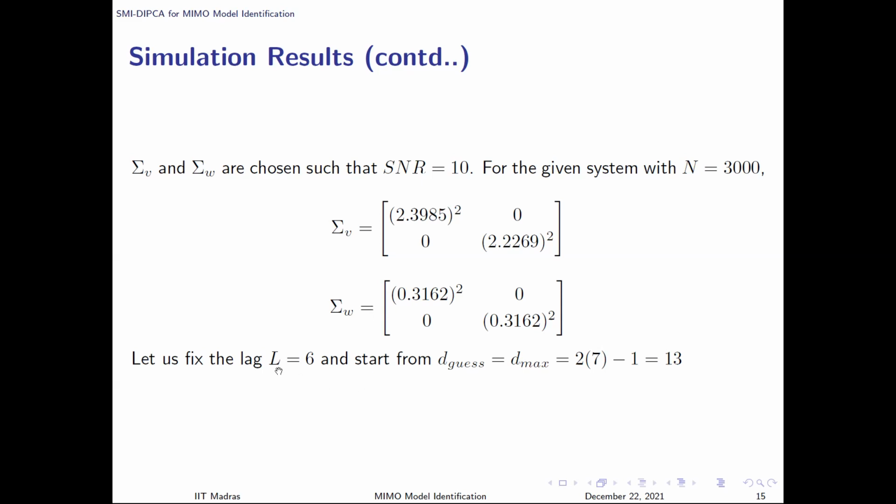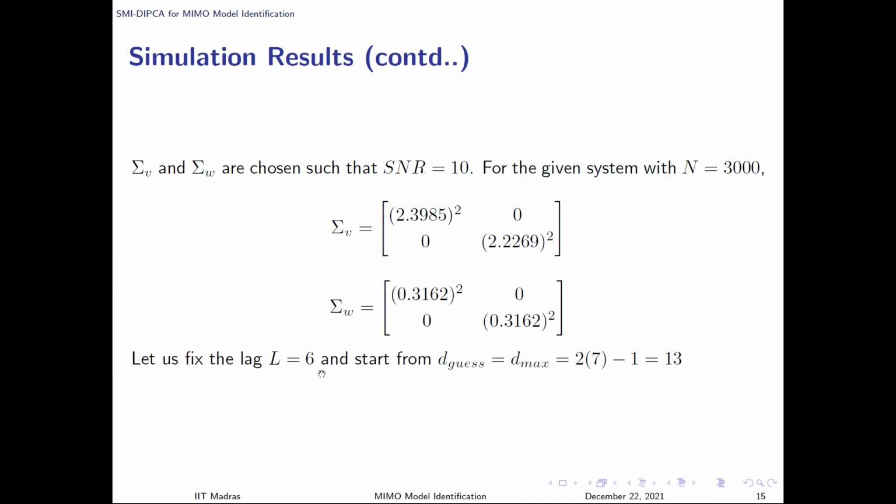And now we started with some lag. In this case, you might say L is very small. You could have chosen L equal to 10 or 20 or 50, whatever. And we have done all of that. We changed L over a wide range, and the results are pretty much similar. But I'm just illustrating for L equals 6 for the sake of this particular lecture.